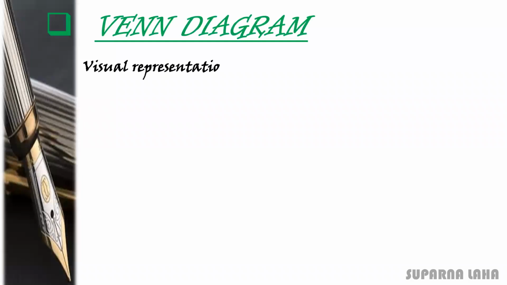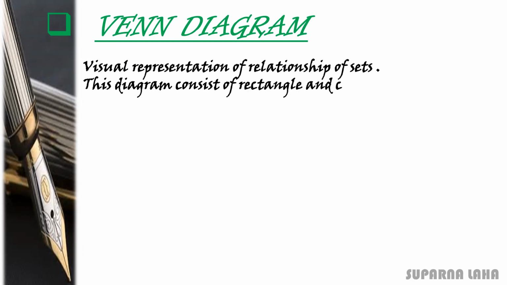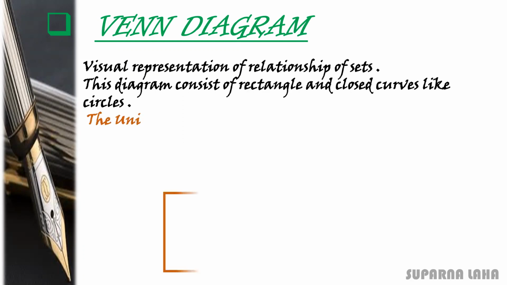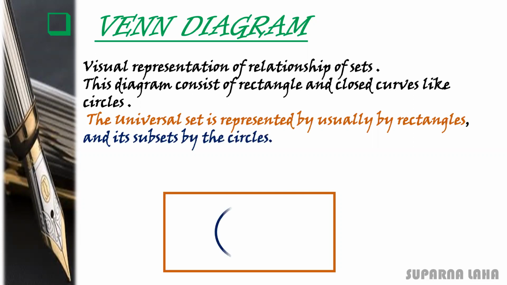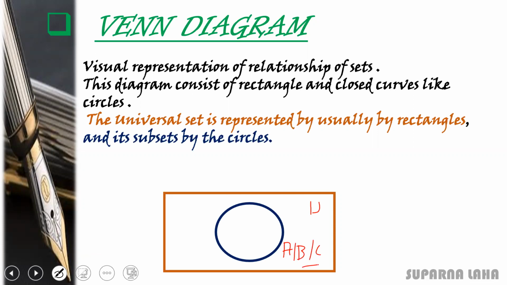What is a Venn diagram? A Venn diagram is a visual representation of the relationship of sets. In this diagram we generally use a rectangle as the universal set, and a circle or a closed curve, generally a circle, as a subset of it, like that. We represent the universal set by U and the subset by any alphabet, A, B, C, X, Y, Z, whatever you want to choose.